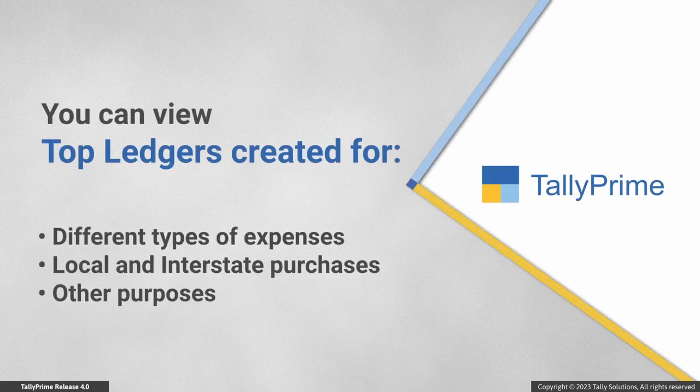Similarly, you might have created ledgers under expenses for different types of expenses, or you might have created ledgers for different purchases, such as local and interstate purchases. You can easily add the top group/ledgers tile with the required group. Thereafter, you can view the top ledgers with the values.